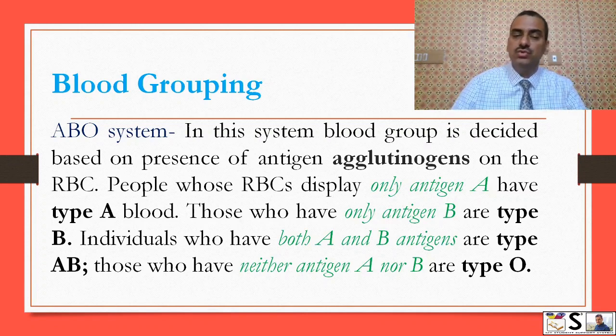And the people who have only antigen B have blood group B. And the individual who has both A and B antigen, their blood group will be AB. And those who have neither A antigen nor B antigen, their blood group will be O.